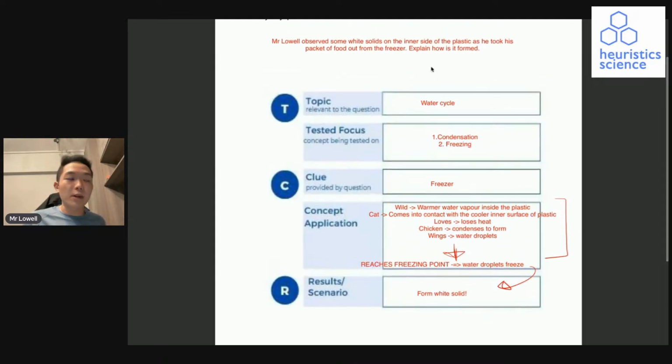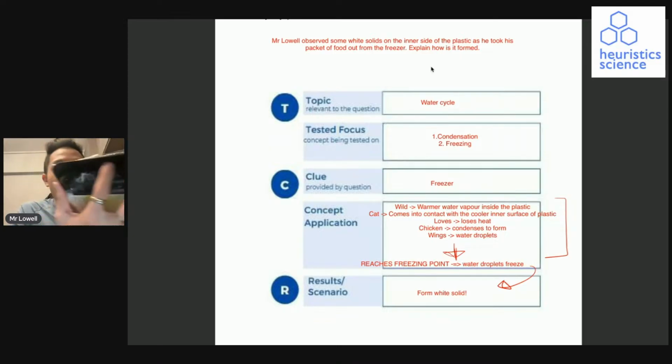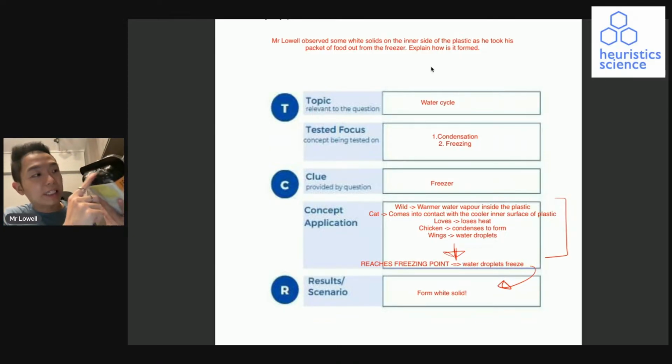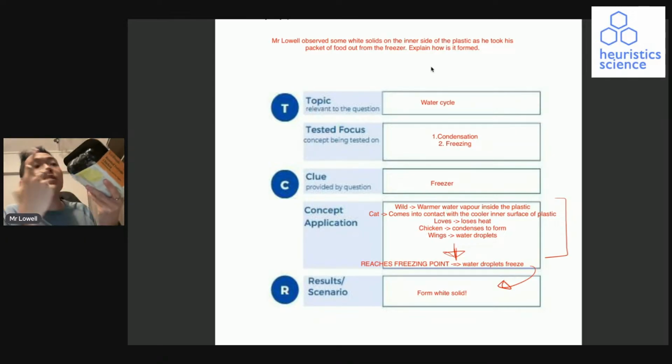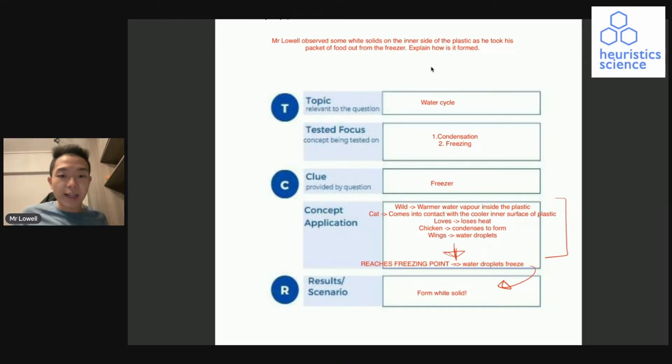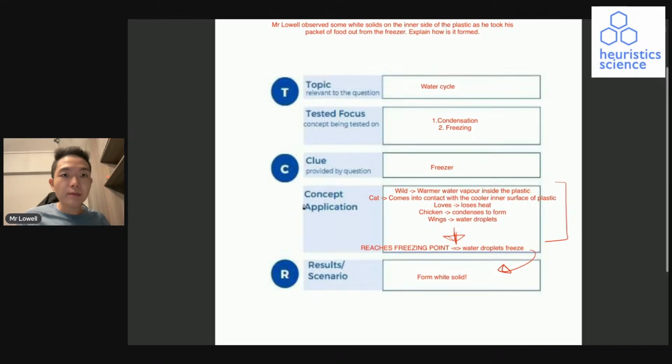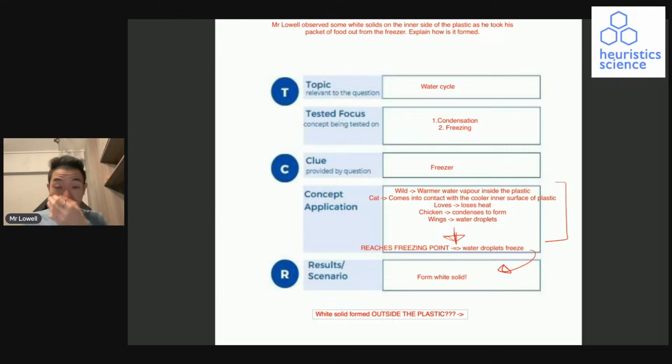As you're writing this, students, I want you to take a look at my screen. I see white. I took this out from the freezer. Now I also see white solid on the outside of my plastic. Why do I see white solid on the outside of the plastic? I challenge you all today: white solid forms outside the plastic. Think. This one, Teacher Lowell is not going to provide the answer. If you already have the answer, you can check it against what I've written. It's just that instead of inside the plastic, now it's outside the plastic.